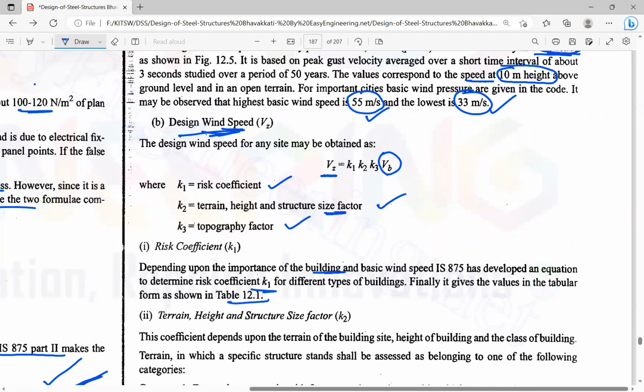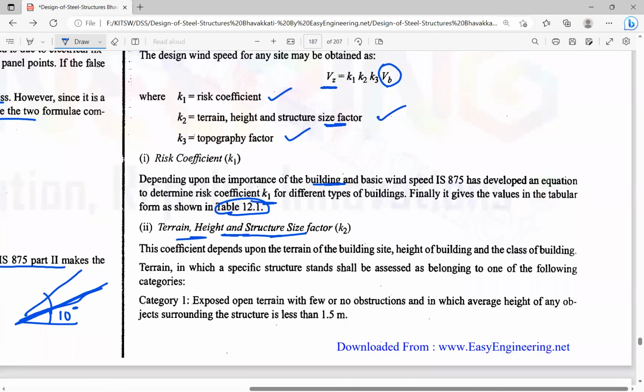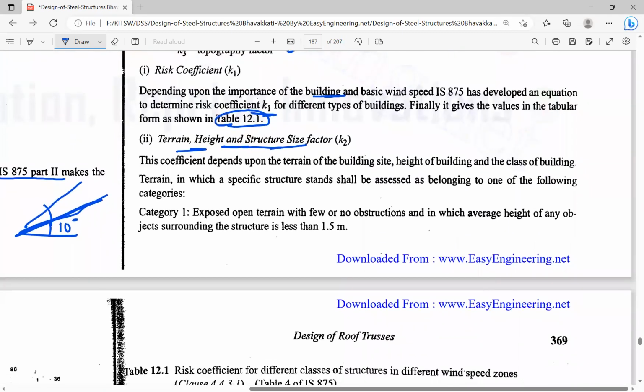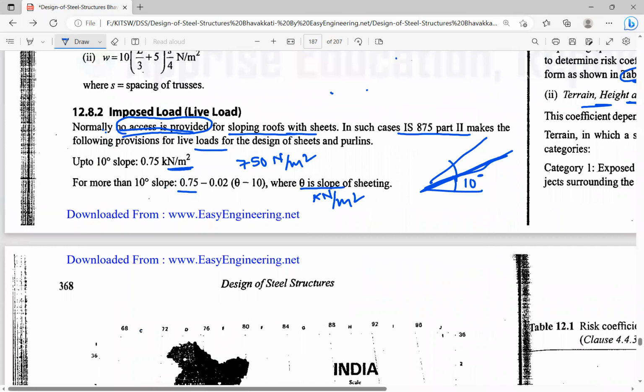K1 is in Table 12.1, so we will consider its values. For terrain and height, and size factors, height and structure size, K2. So it is depending on this factor: terrain, height, and K2 depend on that. So that is available here.